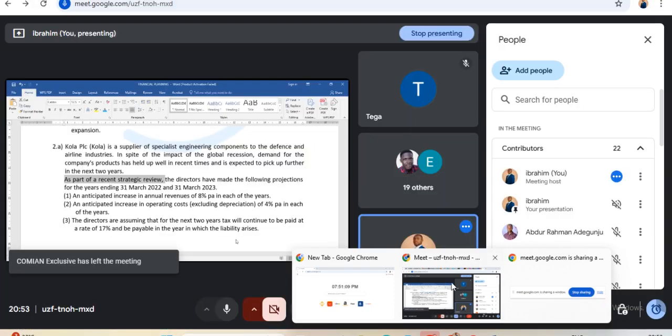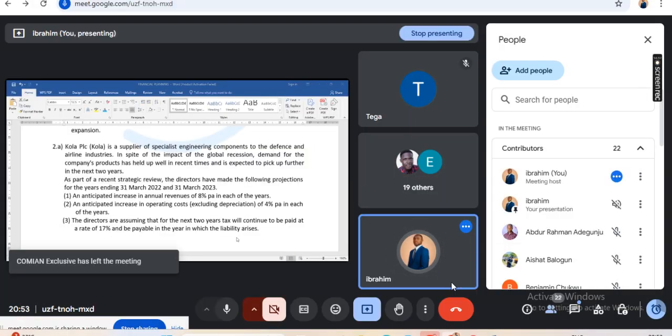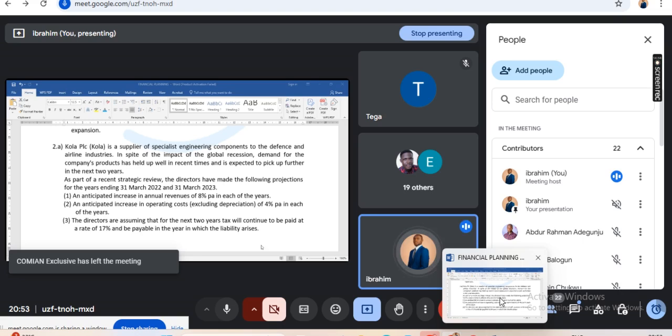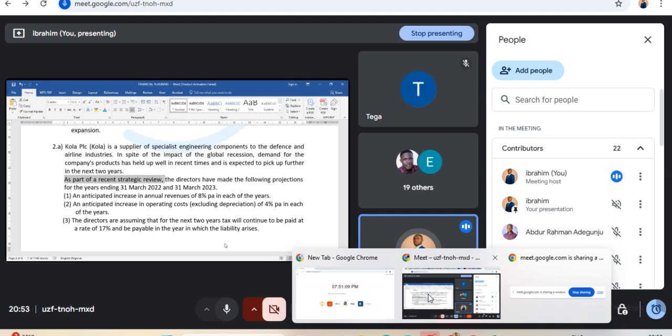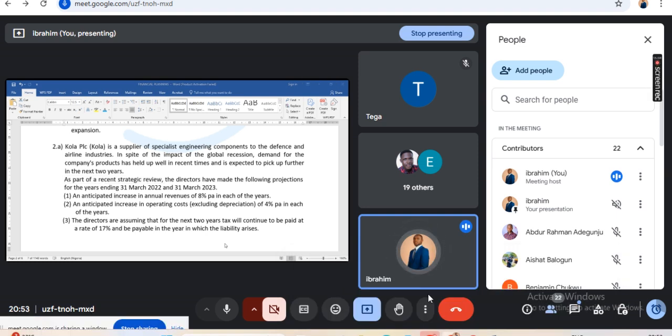Class, we want to do what? We want to analyze the projections. Now, what are the projections? One, when you want to prepare a forecast for profit or loss, you will start from your revenue, either cost of sales or direct expenses or anything given to you in the question, right? Now, we want to start the what?